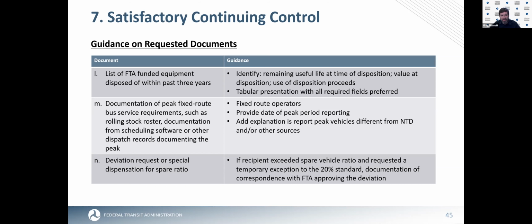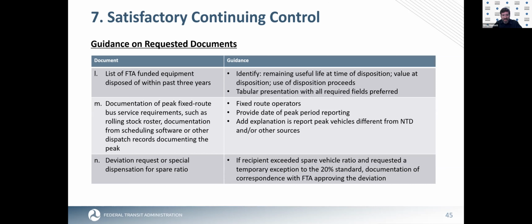Moving on to item M, the RIR is asking for documentation of your peak fixed route bus service requirements. So that could be a rolling stock roster as an overlay, maybe some documentation or information from your scheduling software or dispatch records. So this is for, of course, fixed route operators. You would want to put the date of this peak period reporting. I think that is important because things are changing very rapidly. And if your peak vehicle report is in any way different from the information that you've reported to NTD, obviously you would want to explain that discrepancy.